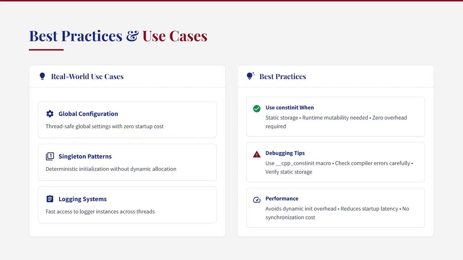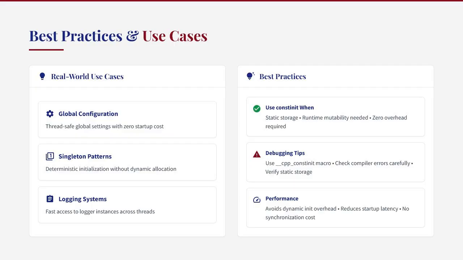For global configuration, you might have a config object that needs to be accessible throughout your program but might also need to be modified at runtime based on command line arguments or configuration files. For singleton patterns, constinit can help avoid the double-checked locking pattern and its associated complexities. For logging systems, you might have a global logger that needs to be accessible from multiple threads without synchronization overhead.